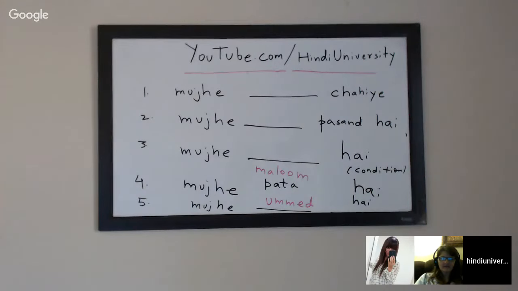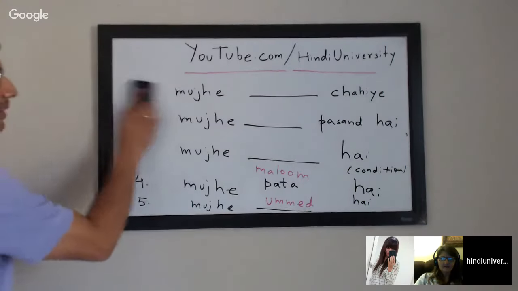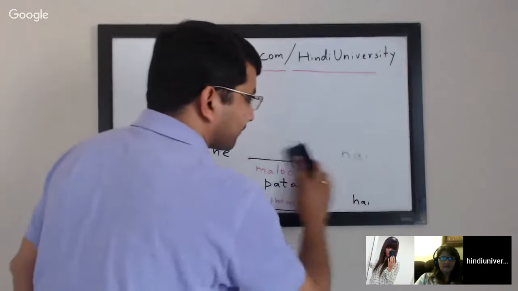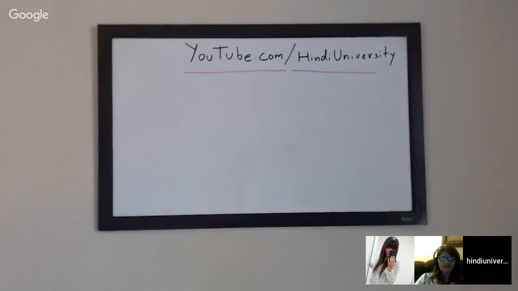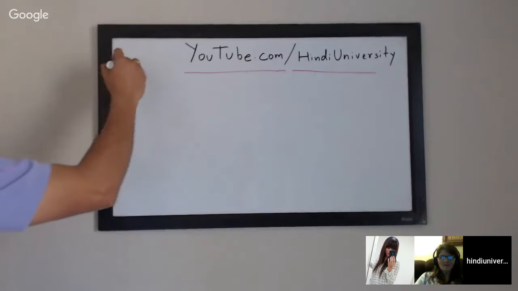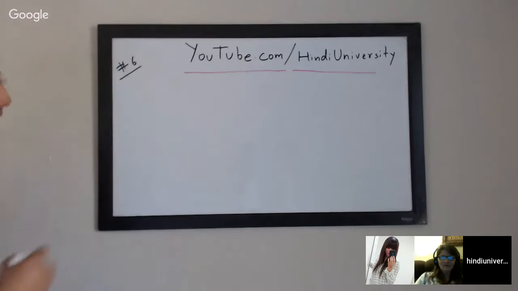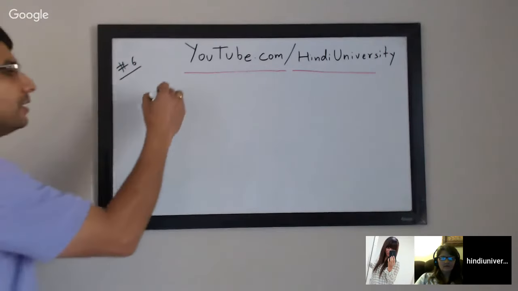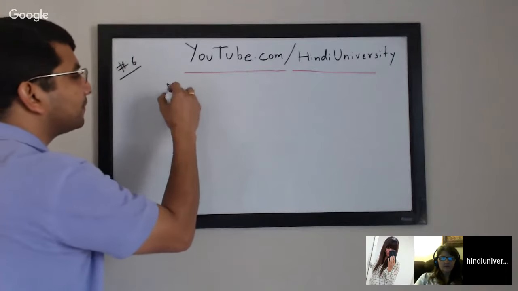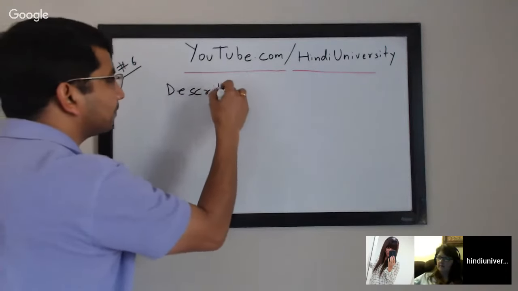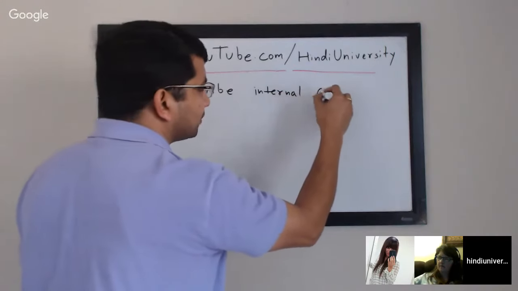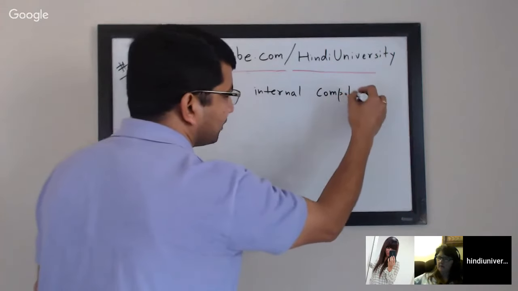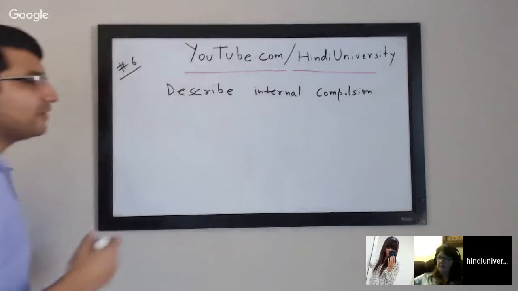So now we'll be talking about scenario number 6 or type number 6 here. Okay, now in this one, number 6 is basically when you use it to describe some internal compulsion. Now don't worry about the heavy words here.